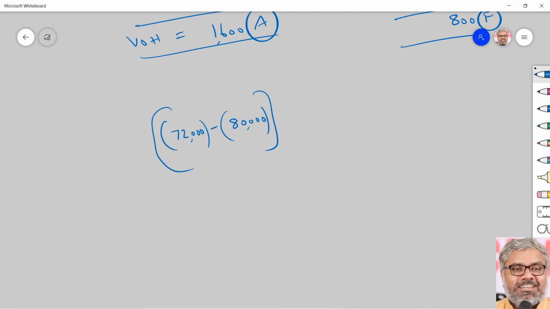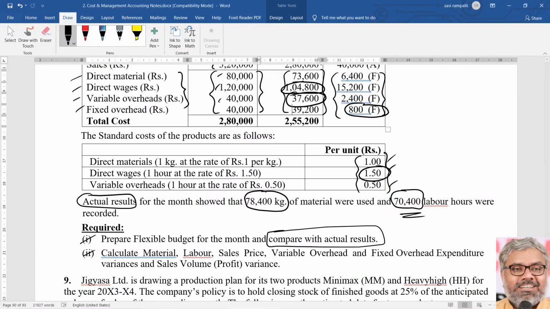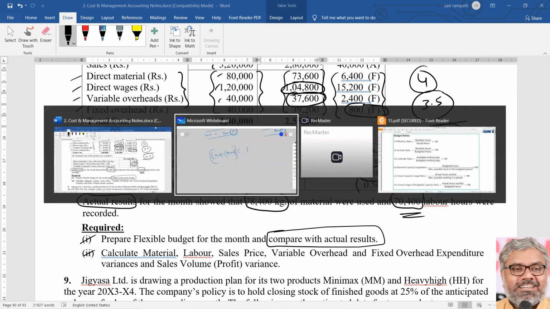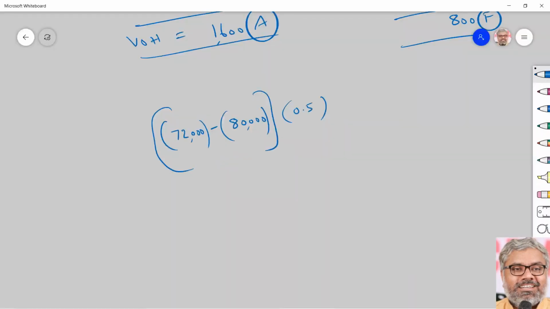72,000 units are sold, but 80,000 were budgeted. But how much was the profit that was originally contemplated? What was the total variable cost here? 1 plus 1.5 plus 0.5, that is 3 rupees. Fixed overheads 40,000 divided by 80,000, 0.5. So total cost that was contemplated per unit was 3.5 rupees. Sales price that was contemplated was 4 rupees. Means for each unit we were supposed to get a profit of 0.5 rupees.